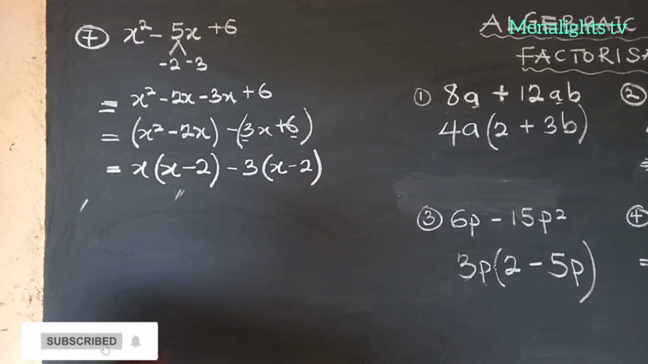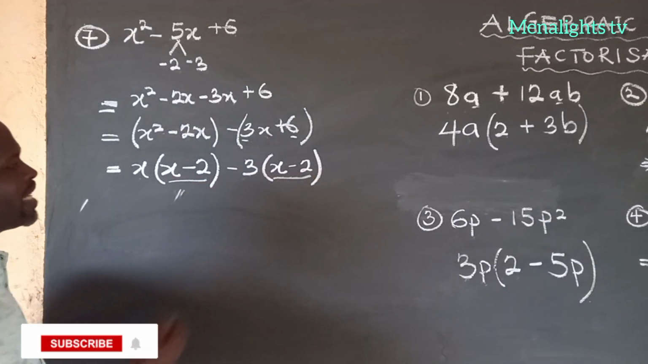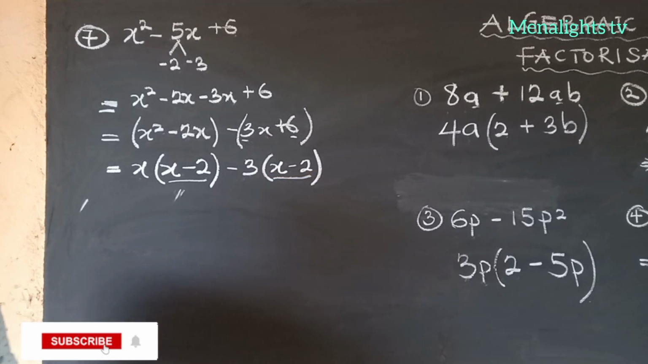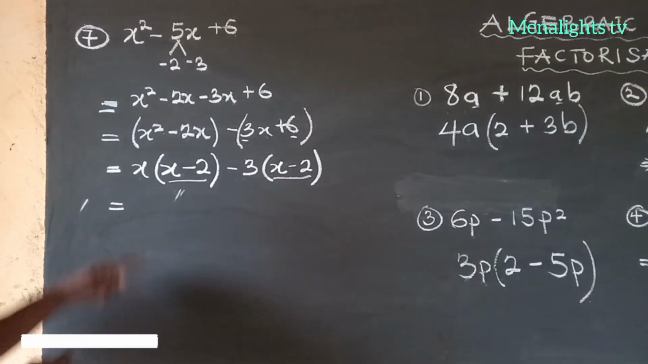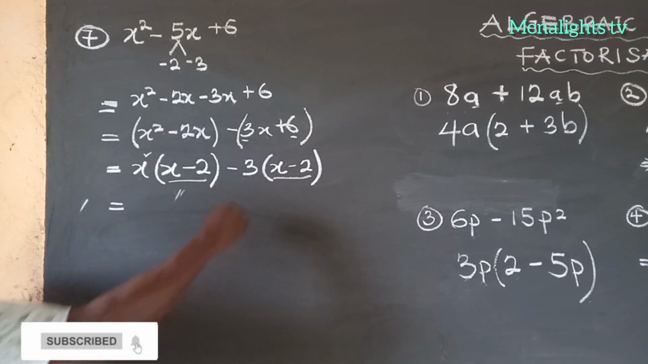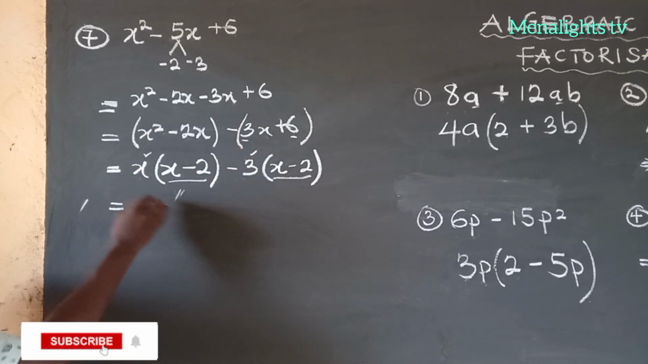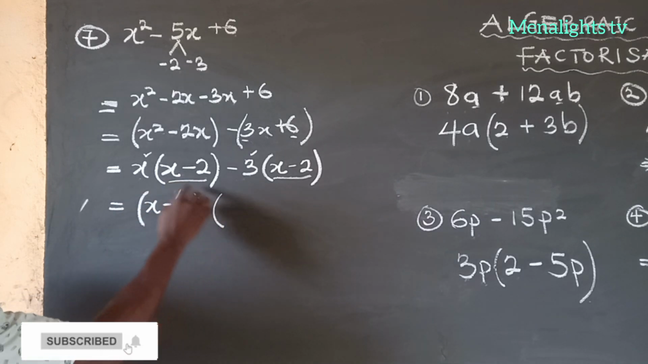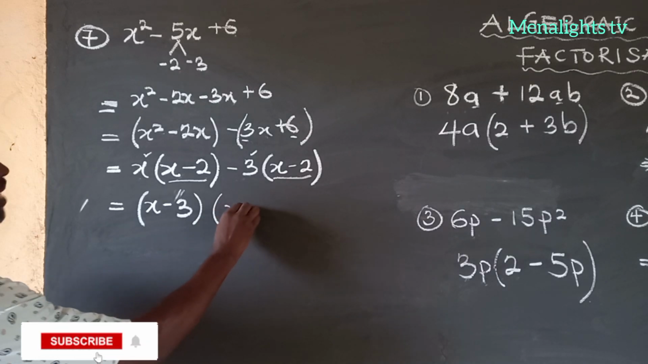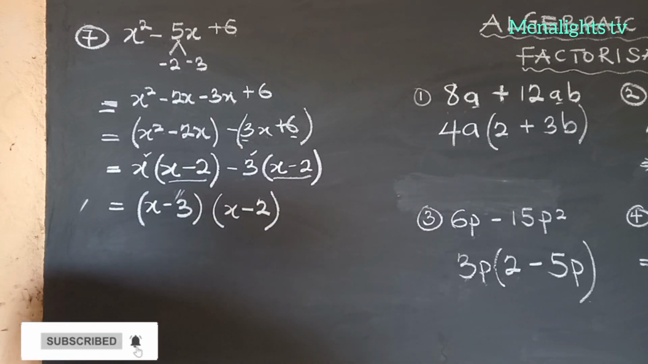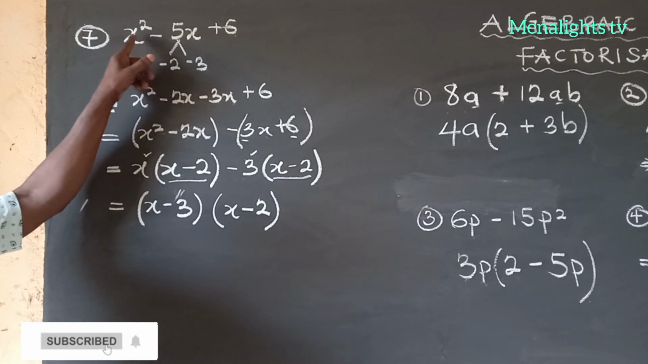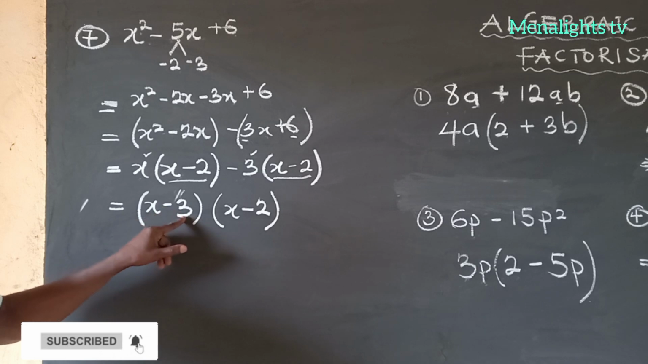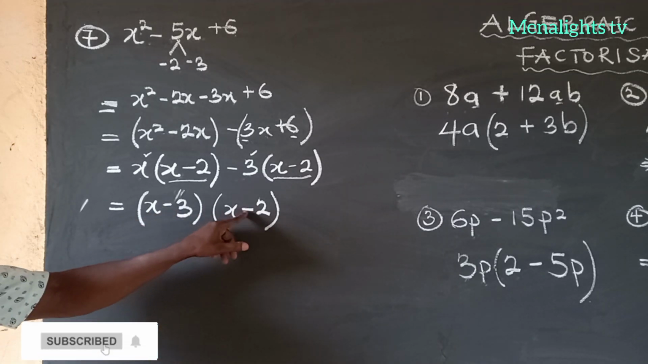Now once we are done, what we have in the bracket must be the same. The things in the bracket must be the same. We have the x minus 2, then x minus 2 also. So here we write those ones outside the bracket. We have the x here, and then the negative 3 here. So the first bracket, we have x minus 3 into one bracket. Then the other bracket, you write any of them, they are the same, so x minus 2 as well. Which means that when we factorize x squared minus 5x plus 6, the result that we're going to get is x minus 3 into one bracket, then another bracket, x minus 2.